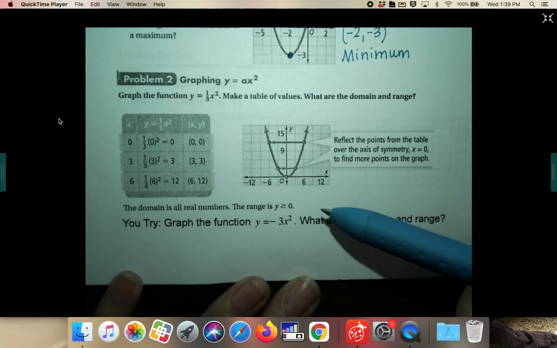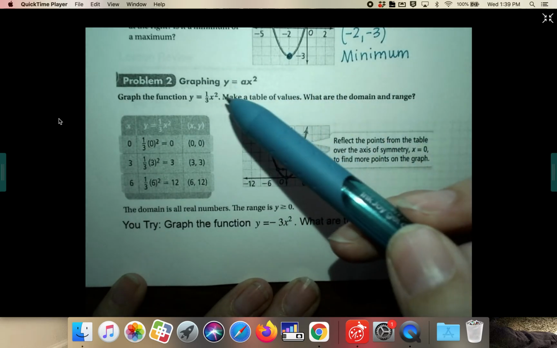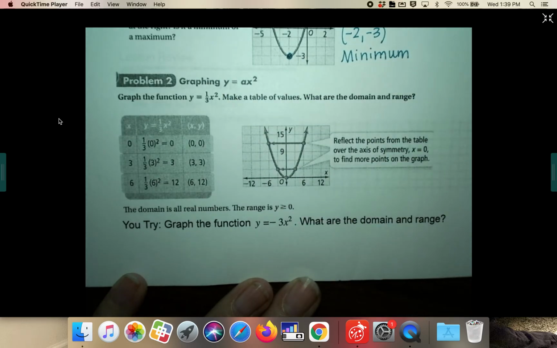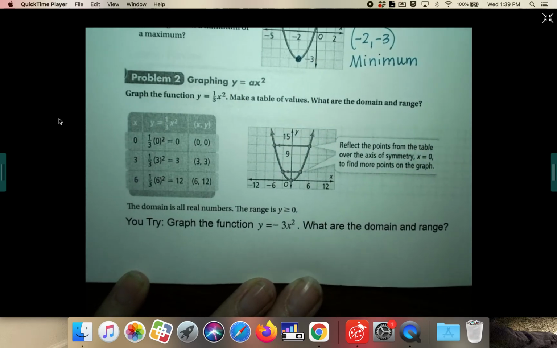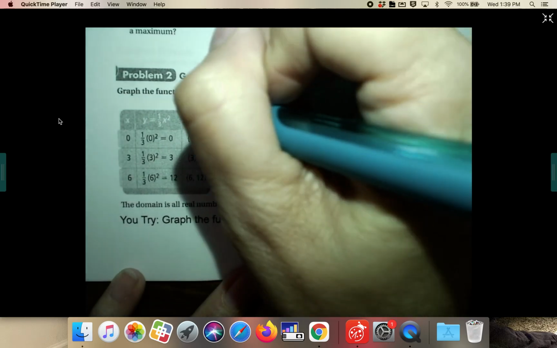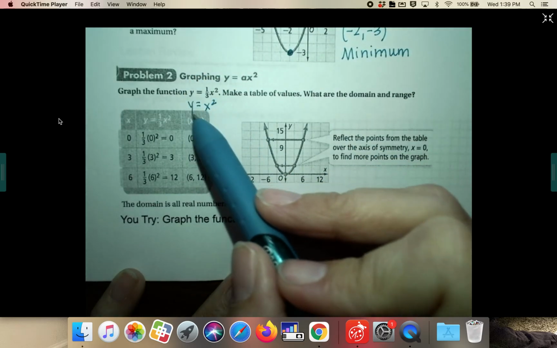Now we're going to actually graph it. They actually graph this for us. So they want to take the regular x squared. I don't think I talked about the parent function yet. No, I guess we'll talk about that later. So the parent function is just y equals x squared. That's kind of what we usually compare everything to.